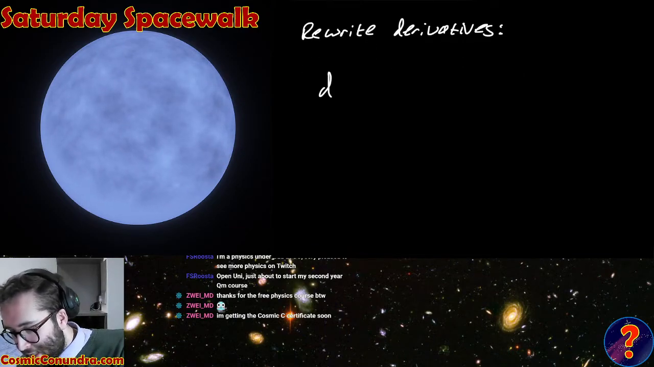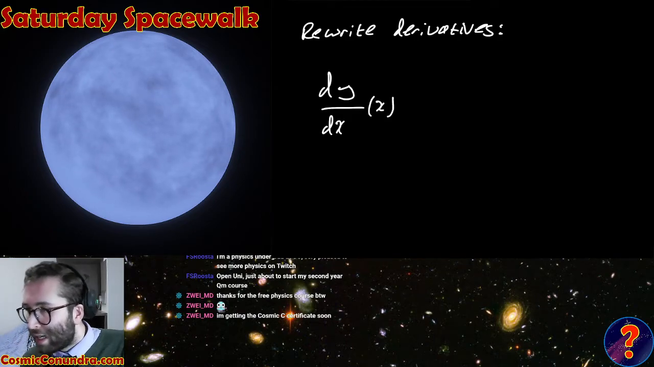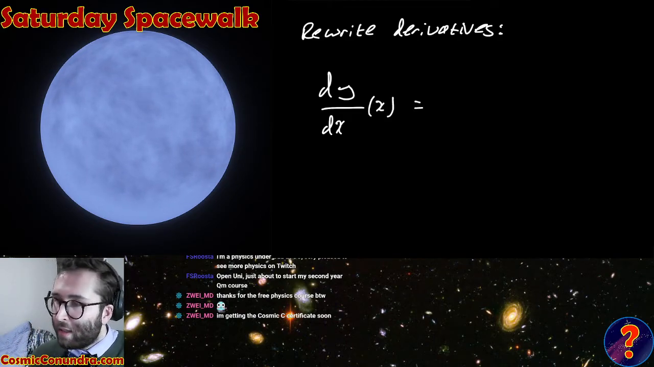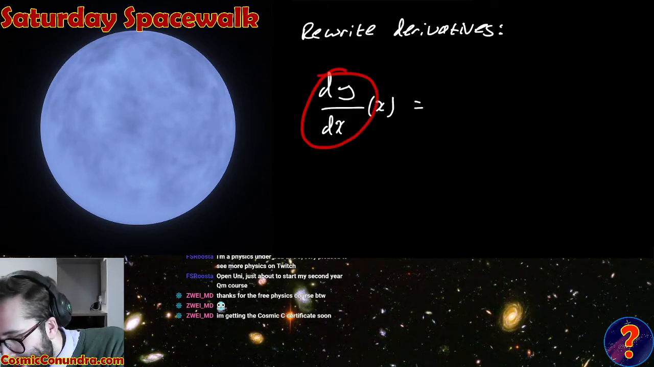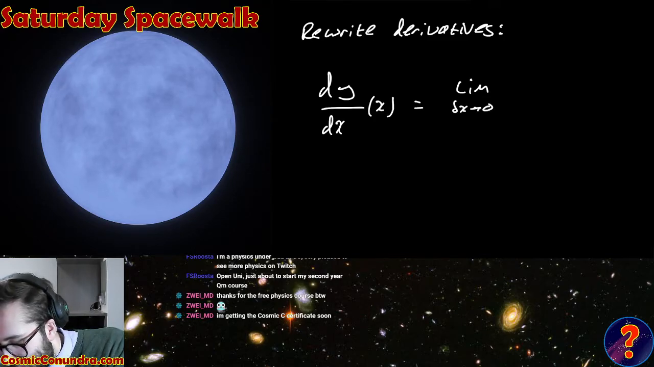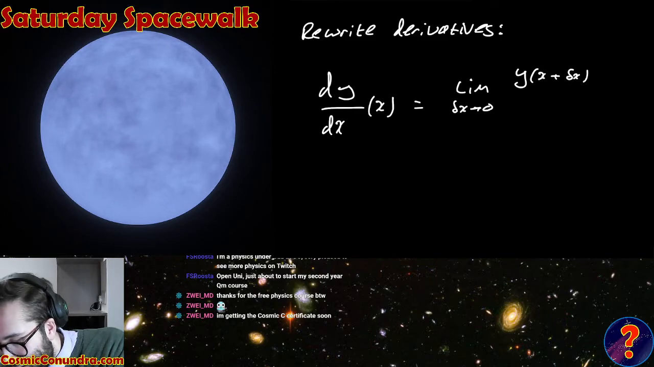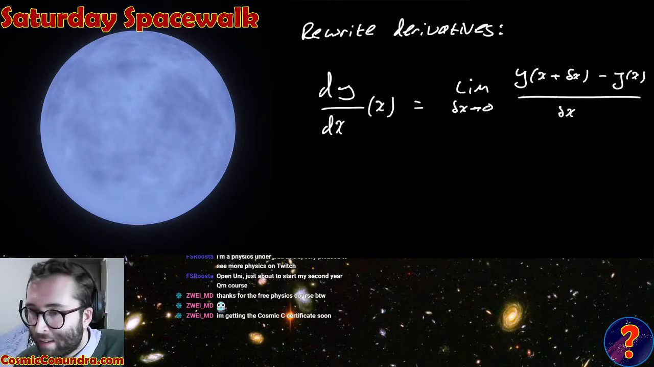So the way we do that is we say that the derivative of y with respect to x, evaluated at x, well, you know that when this is continuous, this will be given by something like the limit of delta x going to 0 of y evaluated at x plus delta x minus y evaluated at x, all over little delta x.